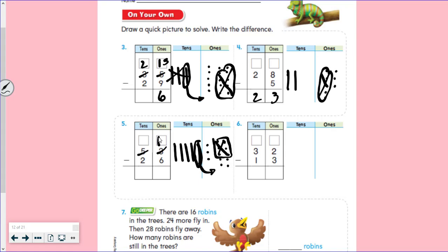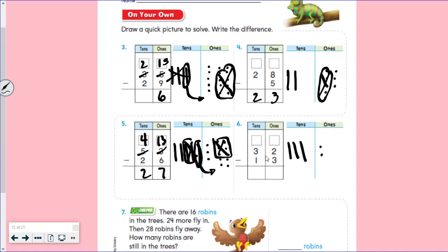But I forgot to write 13, right? Write the 3 up here, put a 1 next to it, and then there's 4 10s left. So 13 take away 6 is going to be 7. And then 4 10s, and I still got to take away 2. Is going to be 2 10s left, so 27. Alright, pause your video and do number 6.